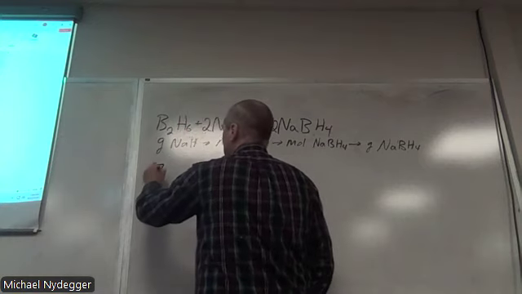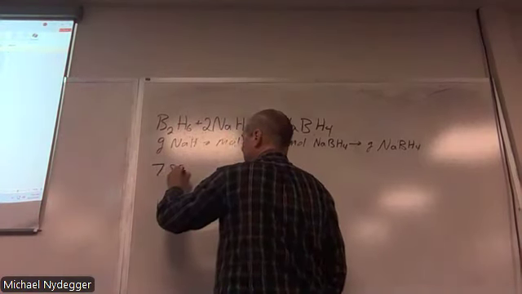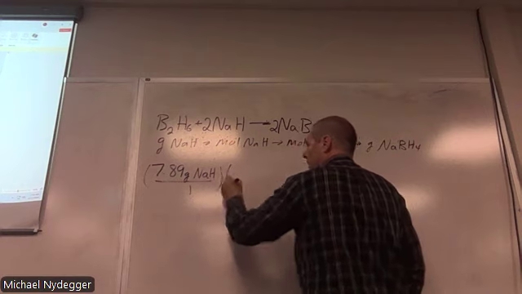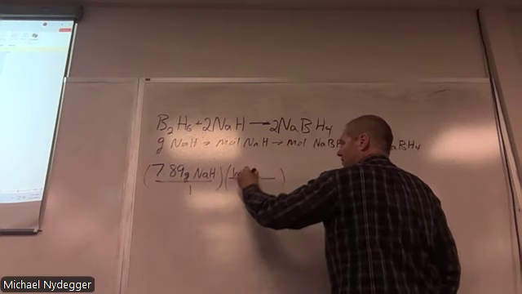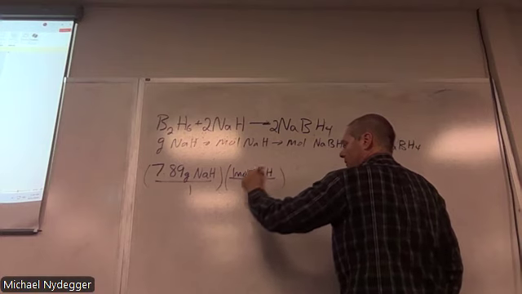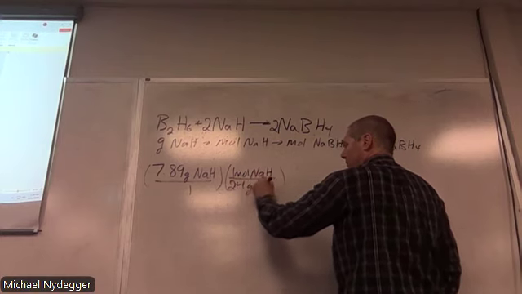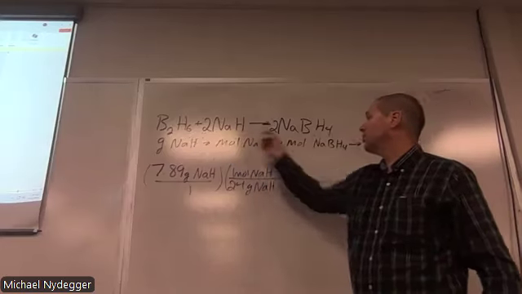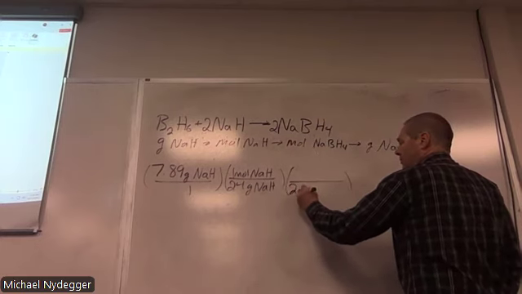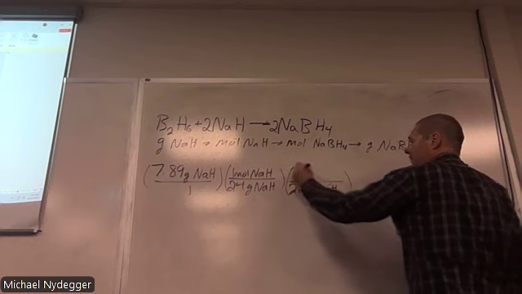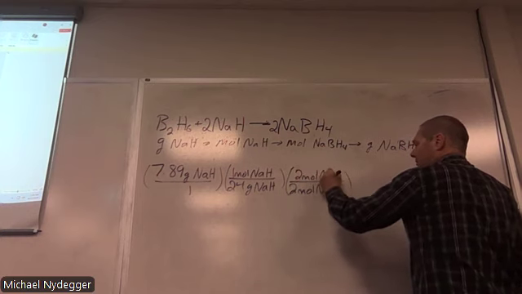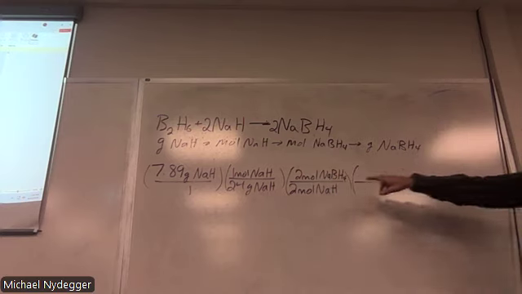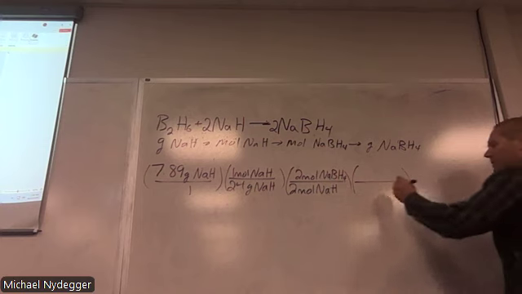We have 7.89 grams of sodium hydride. Convert that into moles, correct? 24 grams. Now we're going to look at the mole ratio here. We have 2 to 2. We have 2 moles of NaH to 2 moles of sodium borohydride. And that's what, 37?